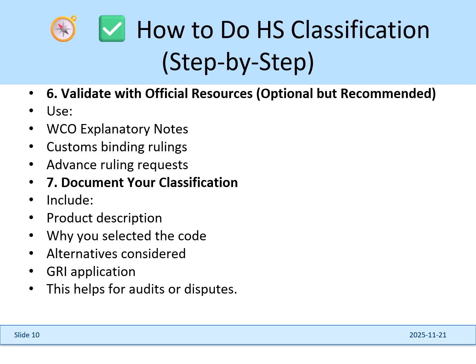Validate with official resources. This is optional but recommended. Use WCO explanatory notes, customs binding rulings, and advance ruling requests. And last, document your classification. Include the product description, why you selected the code, alternatives considered, and GRI application. This helps with audits or disputes.